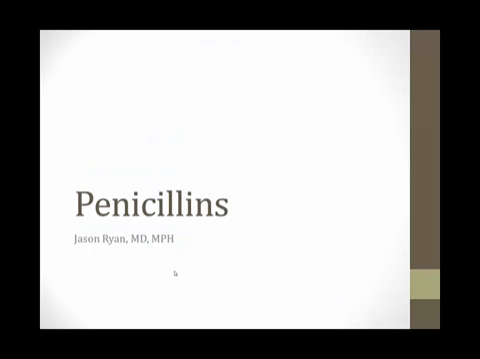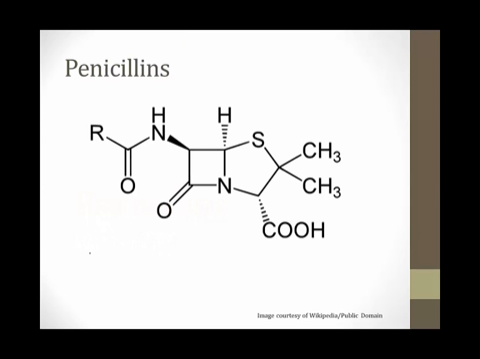Hi everybody and welcome to our module on penicillins. Shown on the screen is the basic chemical structure of a penicillin antibiotic. It's very low yield to memorize this structure for the USMLE Step 1 exam, but I show this to you now so that you can understand what makes penicillins unique and where the names of the different antibiotics come from. So the first key characteristic of a penicillin is the presence of a beta-lactam ring.